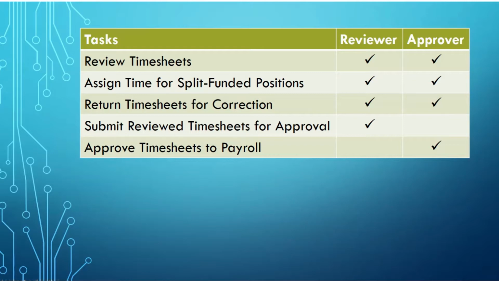So if you are an approver of a budget and you have assistants who you rely on to look at timesheets, both of you can actually review timesheets, assign time for split funded positions, and return timesheets for corrections. However, the people assisting you will be able to only submit the timesheets for your approval. You, as the approver, would then have to go in and approve the timesheets to submit to payroll. That would be the difference between those two roles.